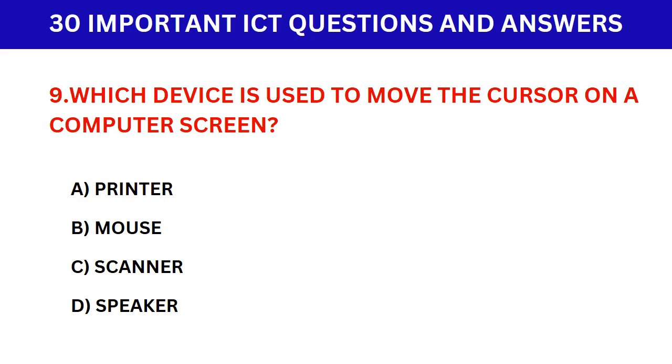Question number 9. Which device is used to move the cursor on a computer screen? Option A, printer. Option B, mouse. Option C, scanner. Option D, speaker. The right answer is option B, mouse. A mouse helps users interact with graphical elements on a computer screen.